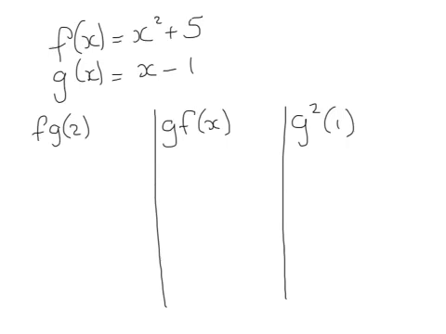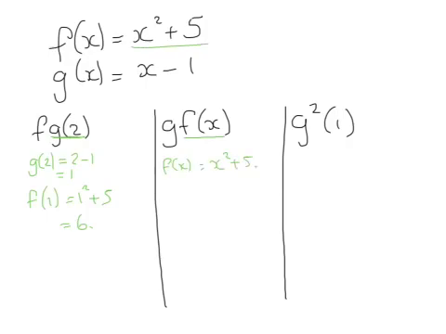So, first one, g of 2. Well, g of 2 is 2 minus 1, which is 1. Then we're doing f of g of 2, so we're doing f of 1, which is 1 squared plus 5, which is 6. Second one, f of x is x squared plus 5. And we are going to do g to f of x. So g of x squared plus 5. So wherever we see an x, we replace it with x squared plus 5. So that will be x squared plus 5 minus 1, which simplifies to x squared plus 4.